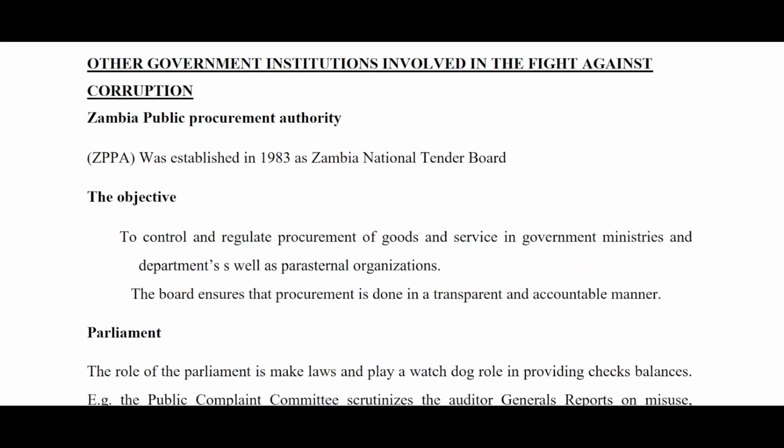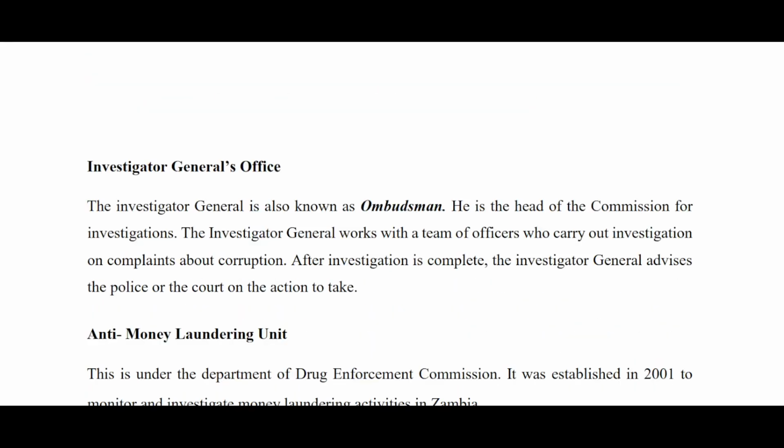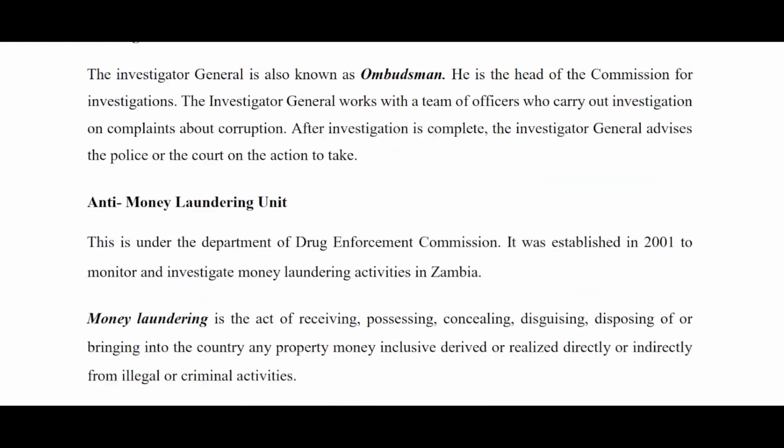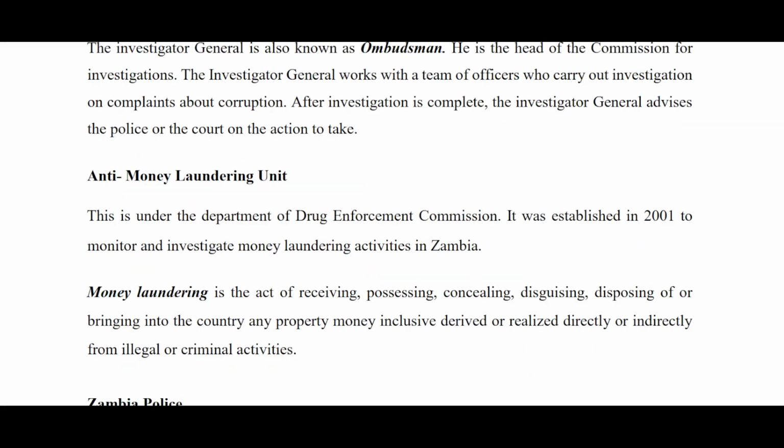The other one is the Zambia Public Procurement Authority. The other one is Parliament. The other one is the Auditor General's Office. It also fights corruption. The other one is the Investigator General's Office, the Ombudsman. That's the other name for the Investigator General's Office. And the other one is the Anti-Money Laundering Unit, which falls under the Drug Enforcement Commission. It also falls under the police section. The Anti-Money Laundering Unit was established in 2001 to investigate money-related issues, how money is moving in, and so on.